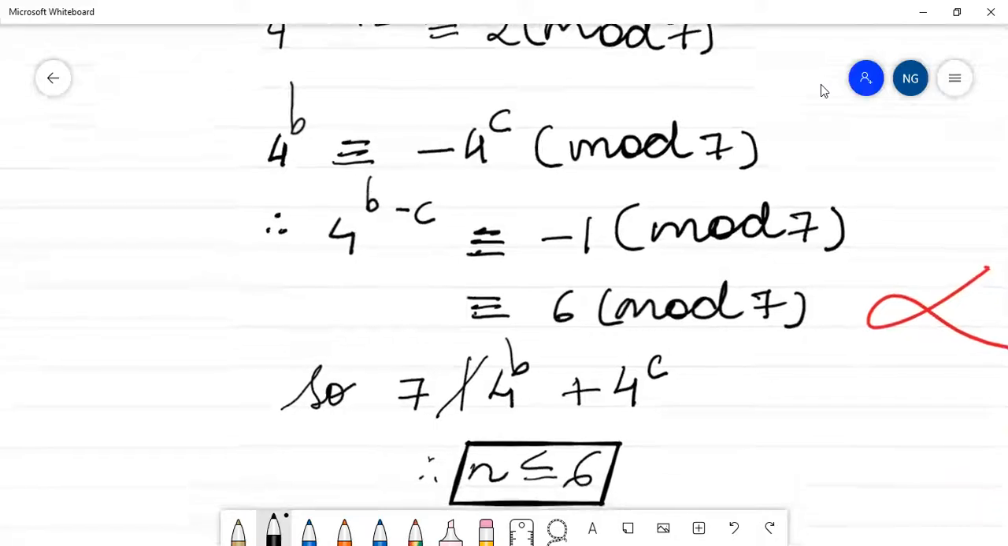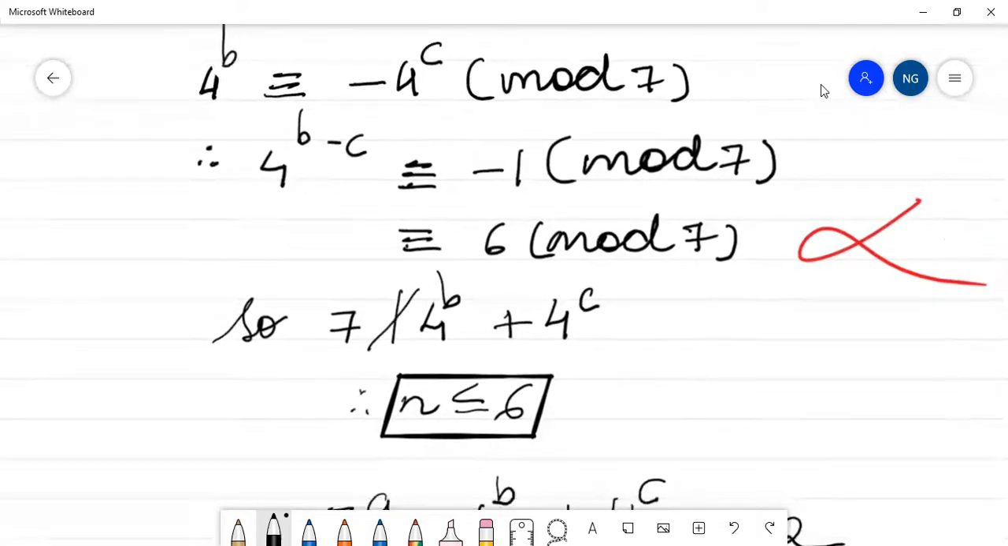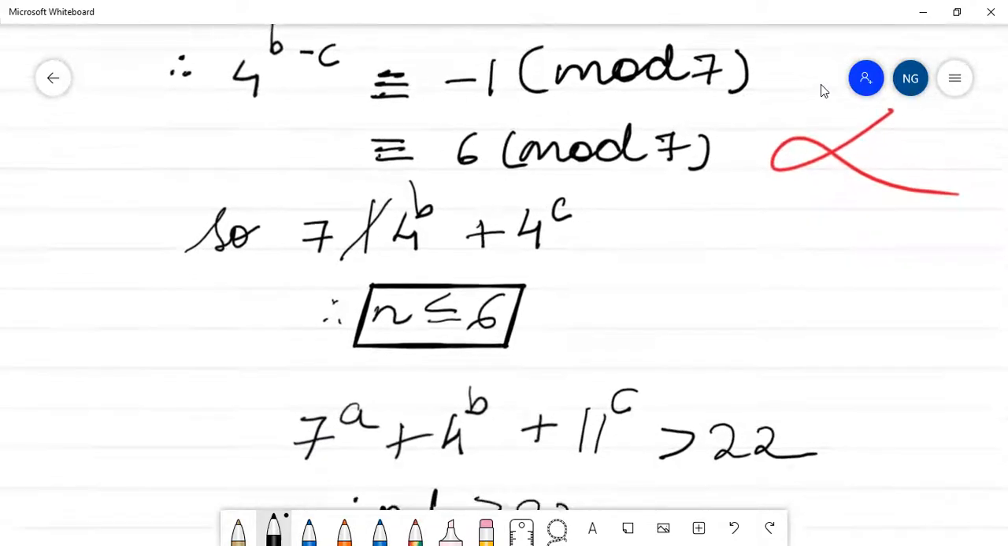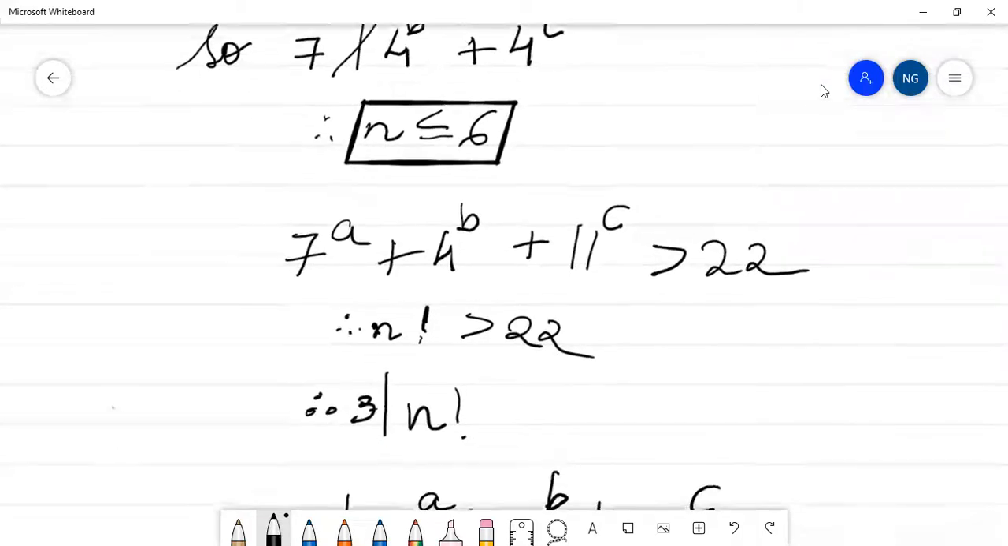So 4 raised to b is equal to minus 4 raised to c mod 7. Therefore, 4 raised to b minus c is equal to minus 1 mod 7. Therefore, 4 raised to b minus c is equal to 6 mod 7. But this leads to a contradiction, as 1, 4, 2 are the only possible remainders left by a power of 4 on dividing by 7, which means that n is less than or equal to 6.